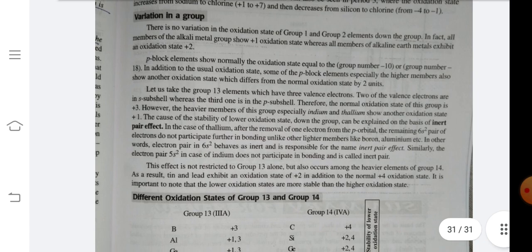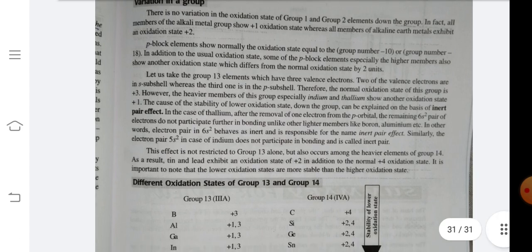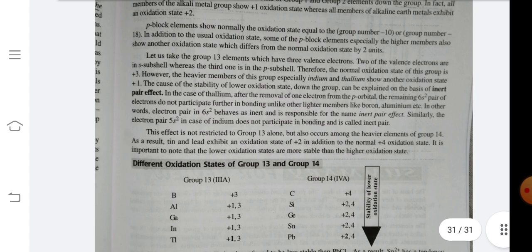Variation in a group. There is no variation in the oxidation state of group 1 and group 2 elements down the group. In fact, all members of the alkali metal group show +1 oxidation state, whereas all members of the alkaline earth metals exhibit an oxidation state of +2. P block elements normally show an oxidation state equal to the group number minus 10 or 18 minus the group number. In addition to the usual oxidation state, some of the p block elements, especially the higher members, also show another oxidation state which differs from the normal oxidation state by 2 units.